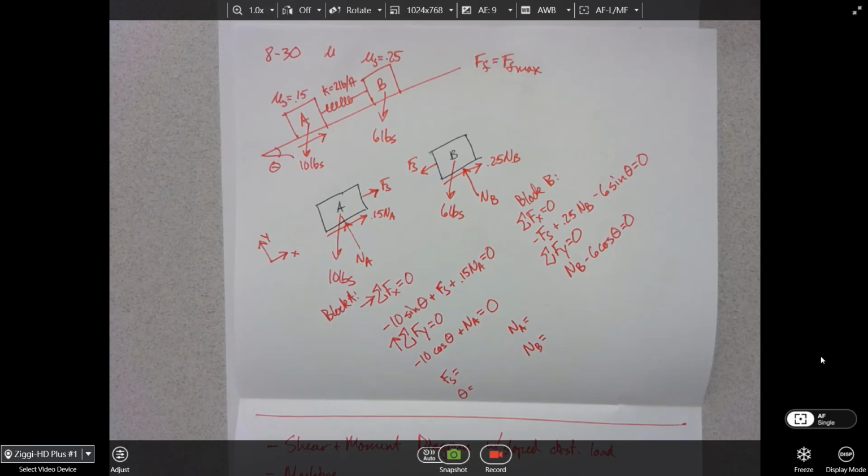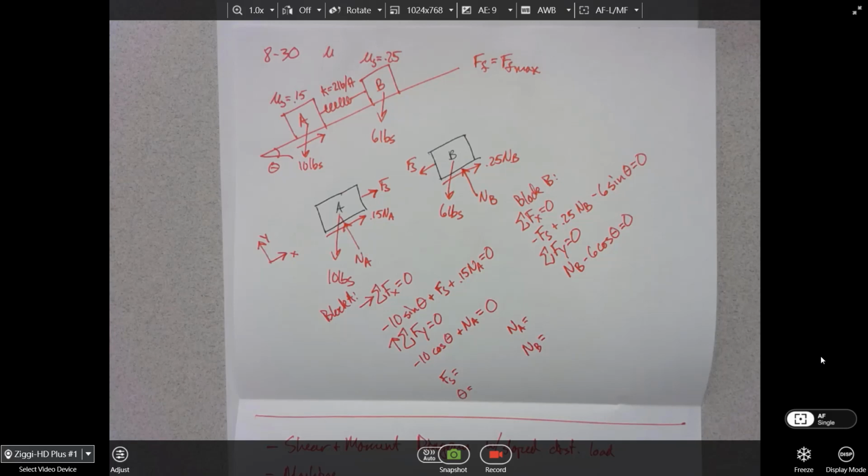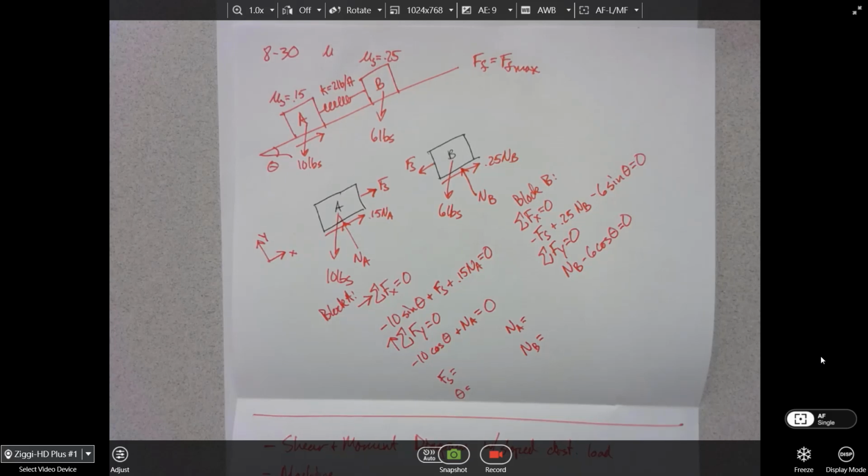So let's sum the forces in the y, set that equal to 0. I'll have minus 10 cosine theta plus N_A equals 0. So still have the same number of unknowns. Now I have 2 equations. So now I'm going to have to go over and look at block B.